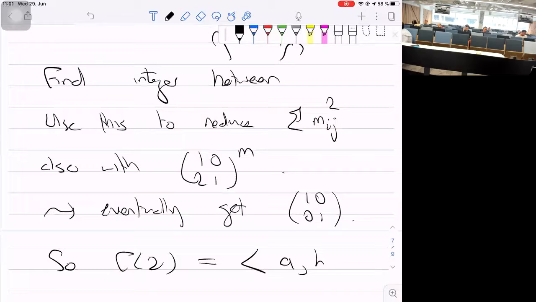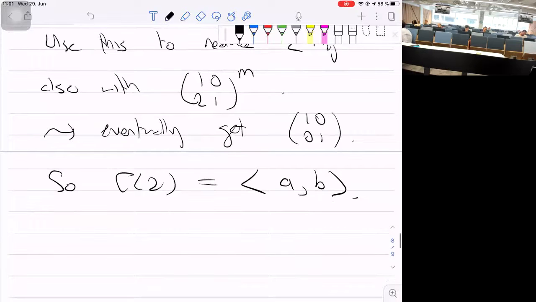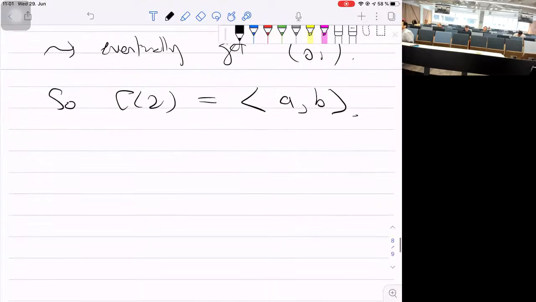So going back to the slightly bad notation at the start, it is now generated by matrices A and B. The next thing we need to show is that it's actually freely generated. And that'll be the last thing I do here, and again, I'll go through the ideas of it.